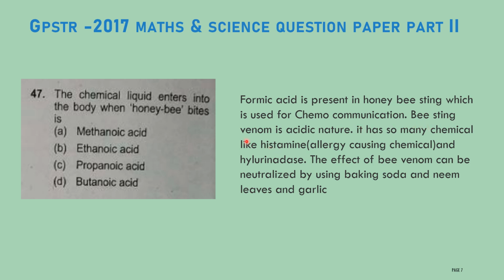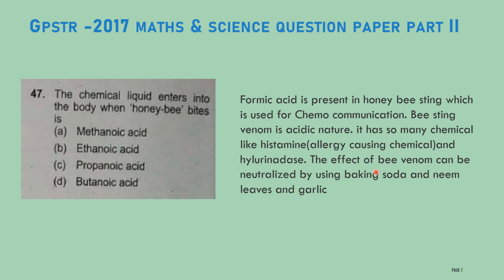Bee sting venom is acidic in nature. Already you know formic acid is acidic in nature. It has so many chemicals like histamine, an allergy causing chemical. When a honeybee bites, you will get some allergic symptoms. It is due to the presence of the histamine chemical present in the honeybee, and hyaluronidase.